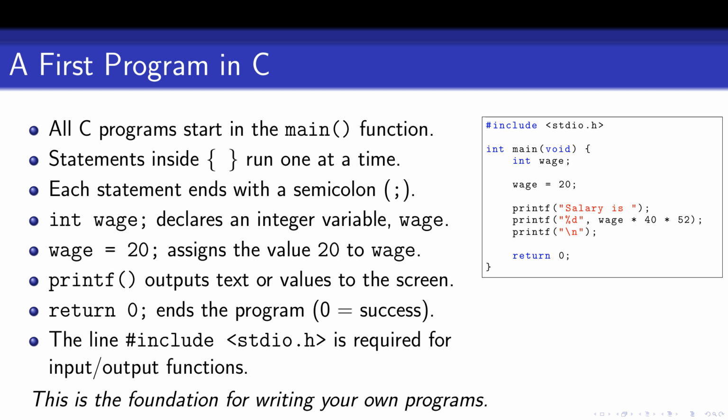of 20. Then, using the printf function, we output the phrase "salary is", and then the result of multiplying wage by 40 hours per week and 52 weeks per year to calculate an annual salary. Finally, the return 0 statement tells the operating system that the program ran successfully. This simple program shows how to declare variables, assign values, perform calculations, and print results, all fundamental operations in C.